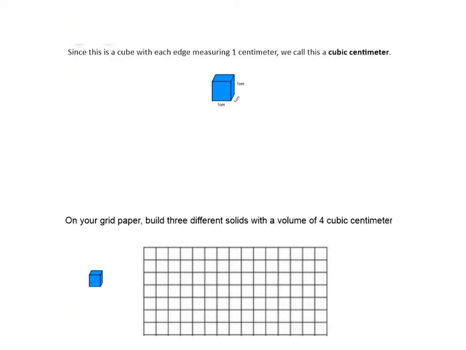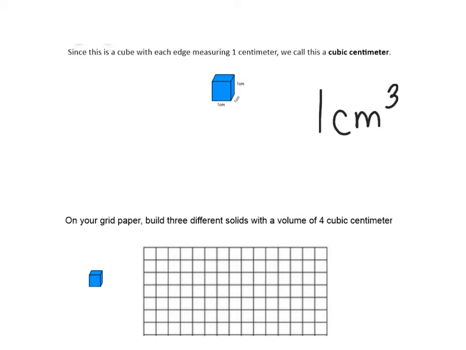Like we just talked about, 1 unit cube is a 1 centimeter by 1 centimeter by 1 centimeter cube. So as you can see here, you see the cube is 1 by 1 by 1. We call this a cubic centimeter because 1 times 1 times 1 is 1, and it's cubic centimeters written like this. That tells us that it's a 3-dimensional figure.